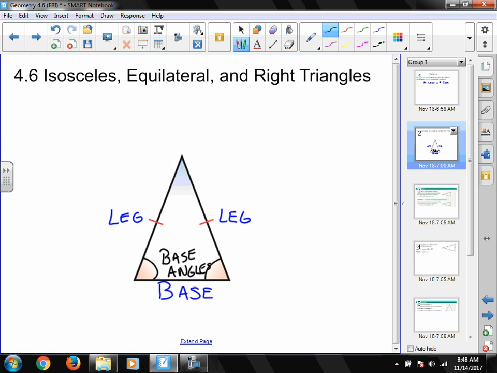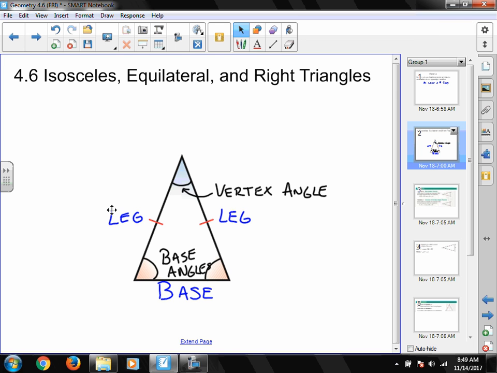And the last part that you guys need to know is this angle up top in between your two congruent sides, or those legs. These are what we call a vertex angle. So, learn these parts, know them. We'll talk about them and use those in different ways. So, make sure you have these parts down.